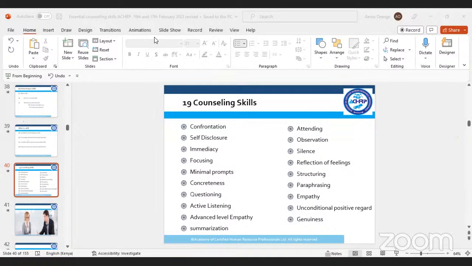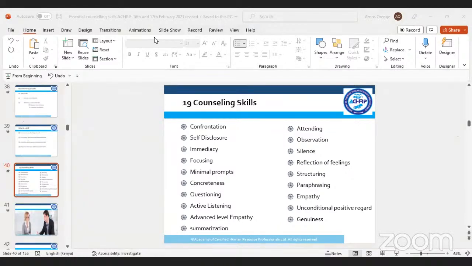Someone is talking about immediacy. Emma, when we talk about immediacy, it is a skill which we need to use in that session. At times, a client can come and the way they are behaving or conducting themselves, you see that they are not behaving in the right way.